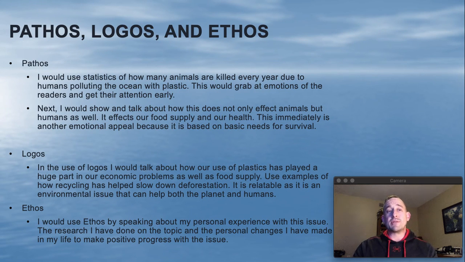So, ways to go about this using pathos. It's kind of grabbing at your emotions. So a lot of statistics about how many animals are killed every year due to the waste that human beings are putting in the ocean. I think that would grab at people's emotions. It's kind of like a movie. When humans die, it's okay, but when the dog dies, everybody's all freaked out. It's got their attention.